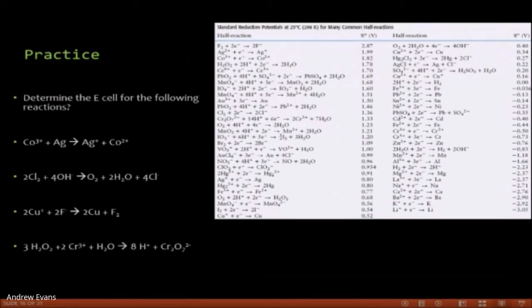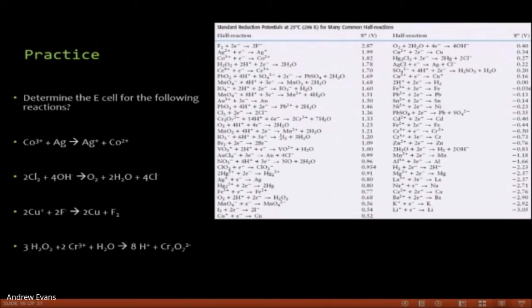So let's look. Cobalt 3 to cobalt 2. Please note there is more than one cobalt. You might have a cobalt 3 to cobalt 2, a cobalt 2 to cobalt 0, or a cobalt 3 to cobalt 0. Find the one that matches your equation. Cobalt 3 to cobalt 2 is the third thing down at 1.82. It appears as written. We can use that one as written.